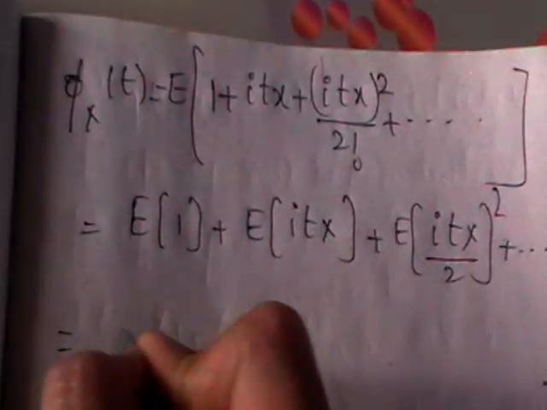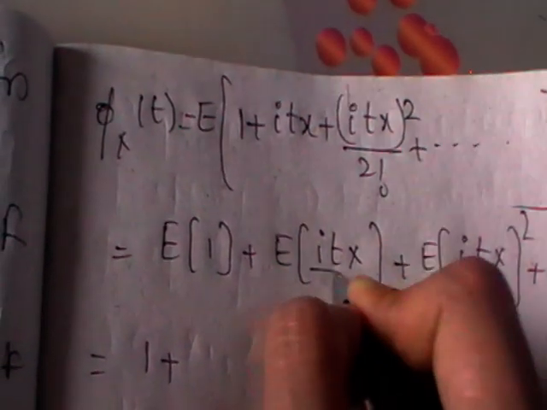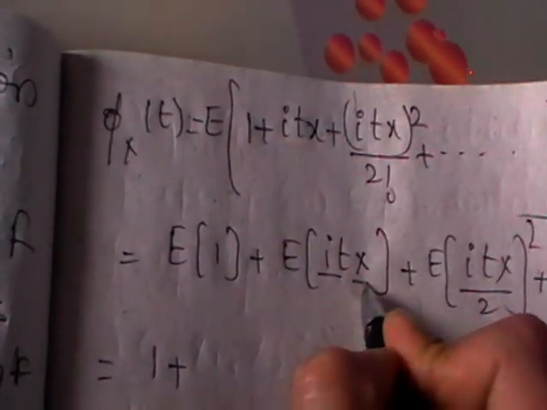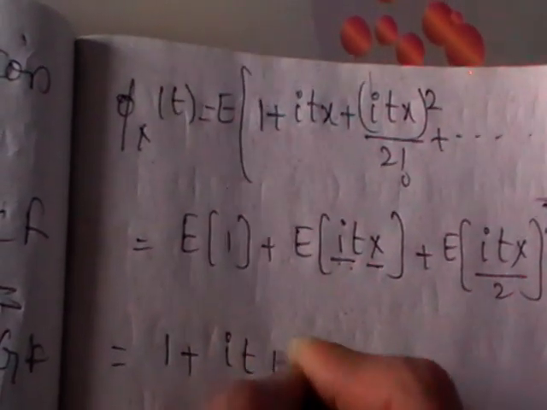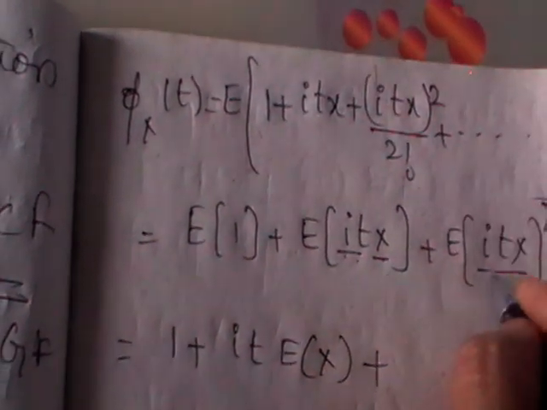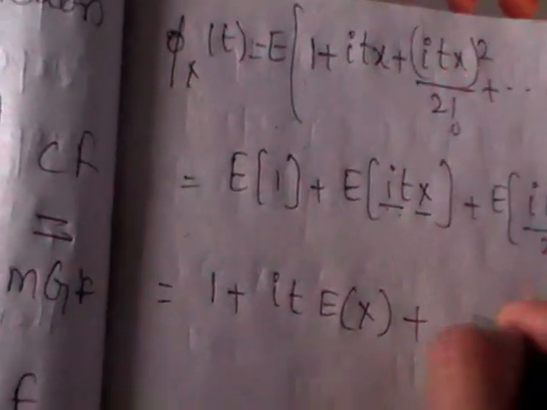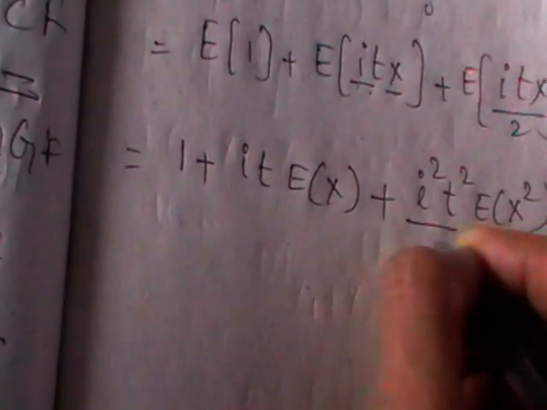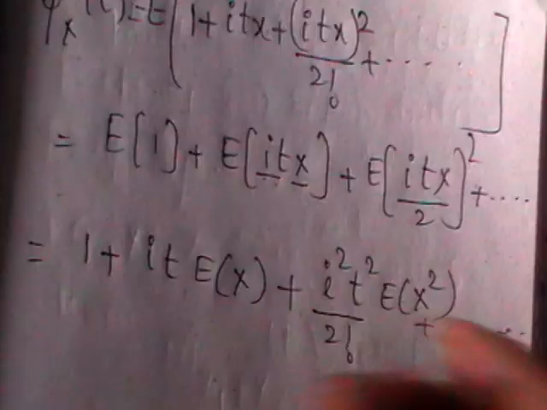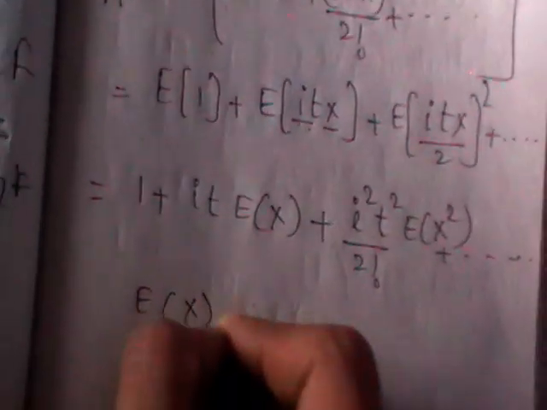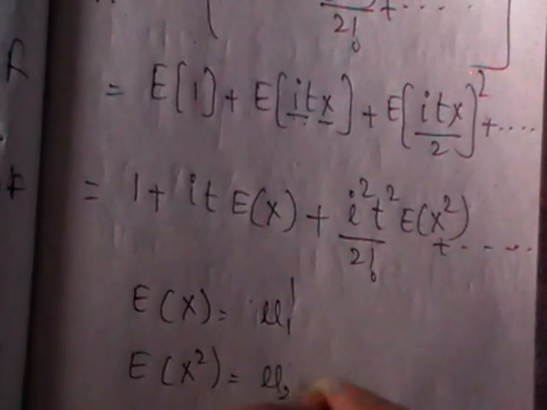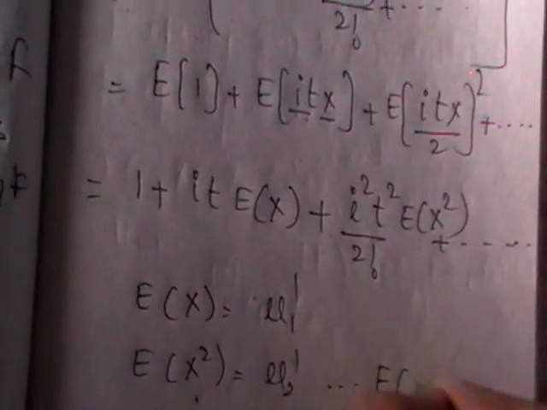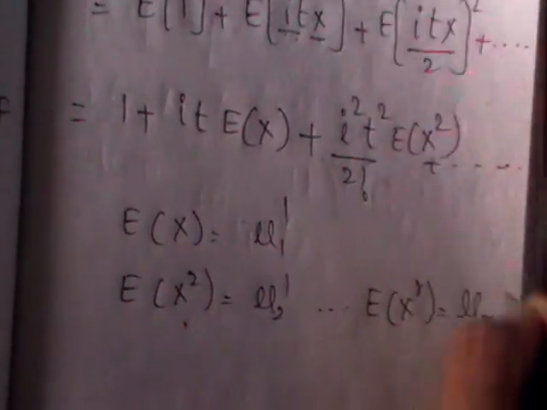What is the expectation of a constant? It is again the constant. What are the constants here? X is the only variable, i and t are nothing but constants. So we can take those out of the expectation of x. As I said, i square is a constant and t square is a constant. We can take them out of the expectation and so on. Expectation of x is nothing but mu1 dash. Expectation of x square is mu2 dash, and so on. Expectation of x power r is mu r dash.